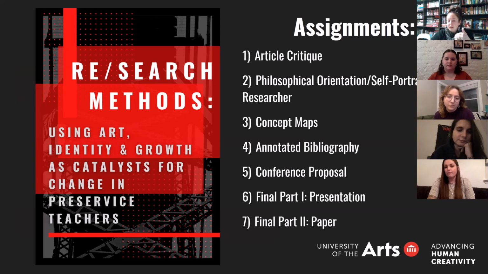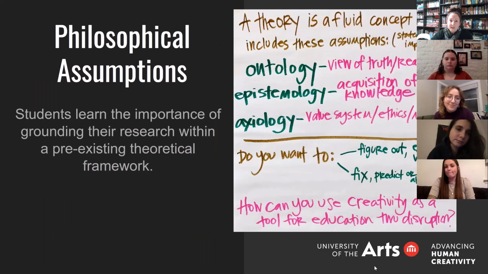They start by looking at some already existing research and critiquing a research article. Then we talk about what is their philosophical orientation, and they create self-portraits as a researcher. They also create concept maps, and then they start looking at what's out there. And they put together their conference proposal, which is then peer reviewed among the class. And then we get to where we are tonight, which is the presentations.